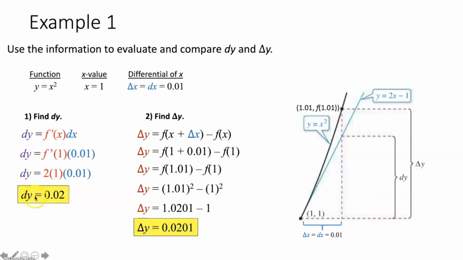And you see that delta y and dy are super close to one another. And that makes sense because as delta x, or dx, gets super small, as that approaches 0, dy is an approximation for delta y. So these two should be very, very close because our dx, or delta x, is very small.